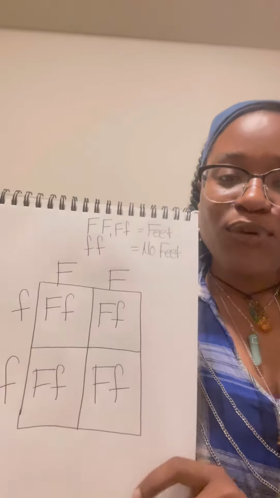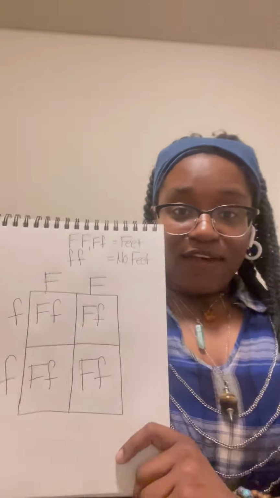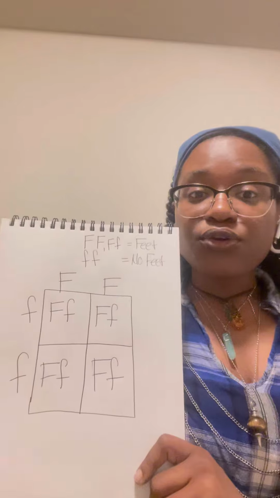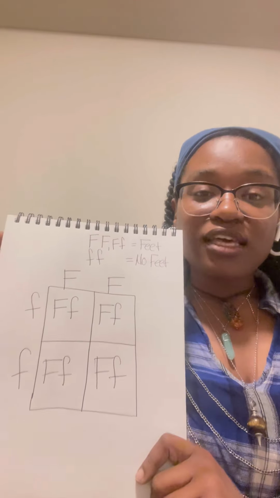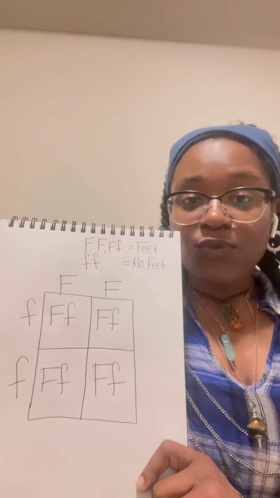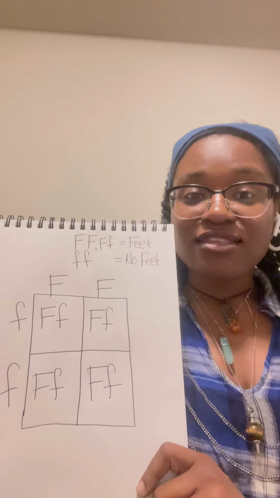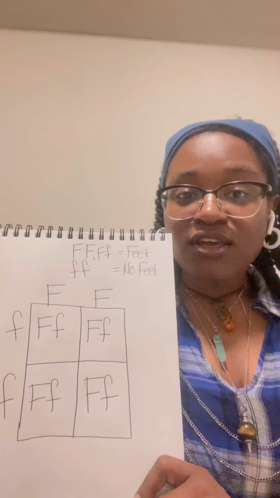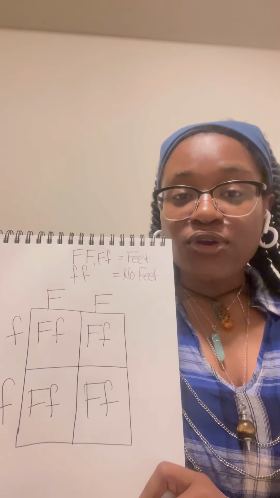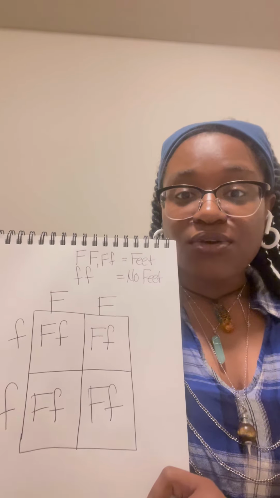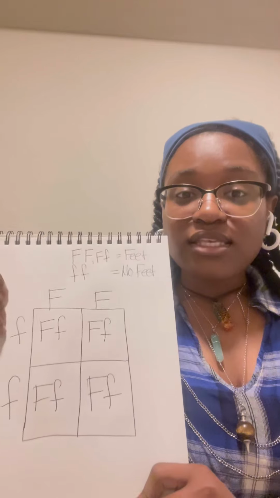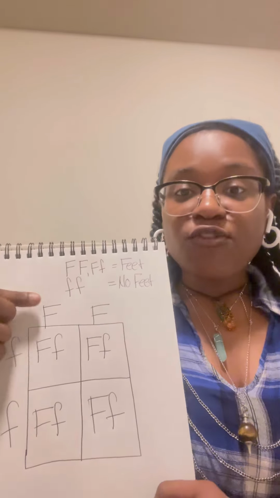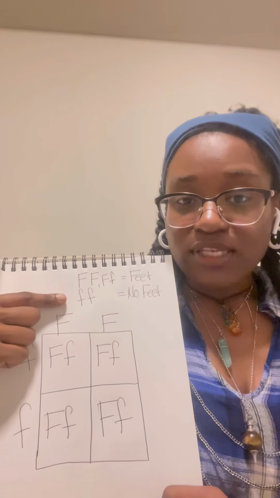For this example, we are going to use the letter F. When making a Punnett square, you pick one letter to represent the alleles. The capital letter will be the dominant trait, in this case, the trait for having feet, and the lowercase letter will be the trait that is recessive, or the trait that will be the carrier. You will only see the recessive traits, the phenotype, if both alleles are recessive.